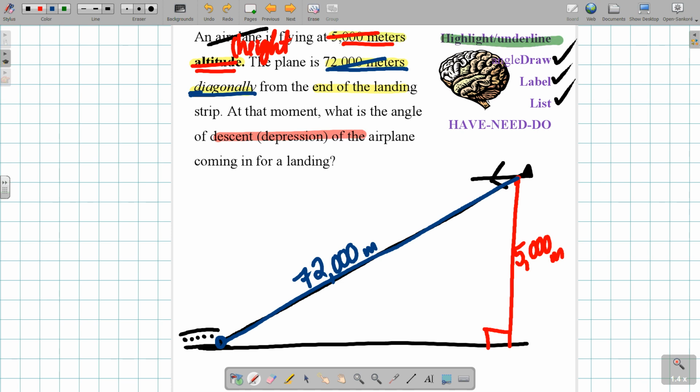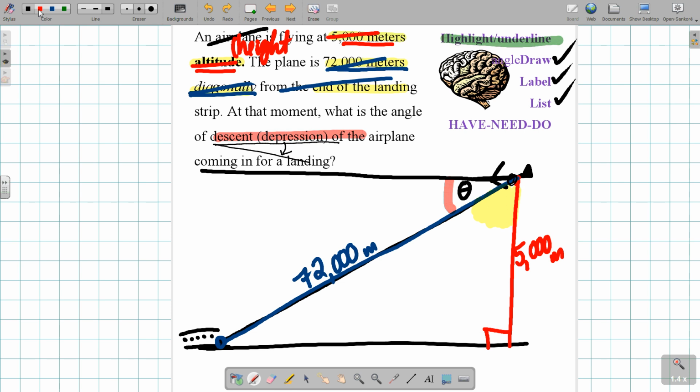From the end of the landing strip, at that moment, where is the angle of descent or depression? Super important: angle of depression starts at a horizontal and goes downward. So this right here, the yellow, where most students actually identify, that is not the angle of depression. Your angle of depression here is horizontal going downward. That, my friends, is the angle of depression, and that's going to be our theta angle that we're looking for.